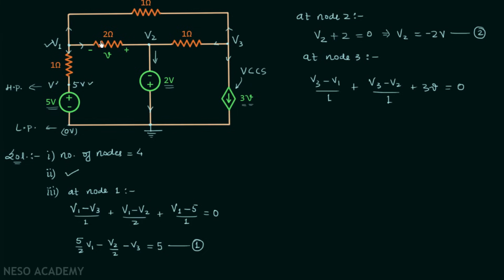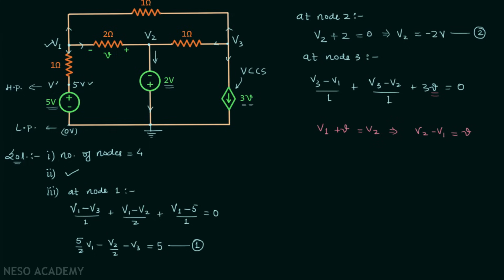Voltage across this resistor is equal to V with this polarity. Now if we apply KVL starting from this point and ending at this point, we will have V1 starting from this point, then we have plus V, then we will equate with V2. So from here we are getting V2 minus V1 equal to V. Therefore, we can put V equal to V2 minus V1.